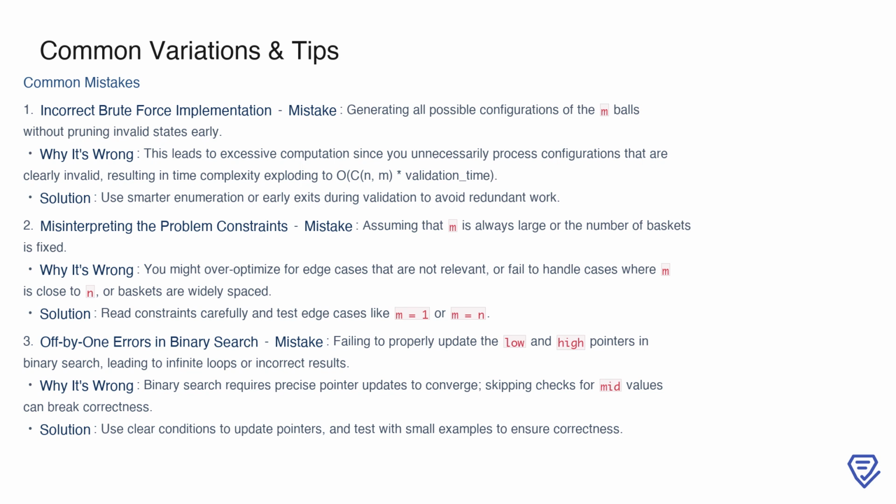Finally, off-by-one errors in binary search are a classic pitfall. If you don't update the low and high pointers correctly, you may end up with infinite loops or incorrect results. Binary search requires precise pointer updates to function properly, so make sure to clearly define your conditions and test with simple examples to ensure correctness.